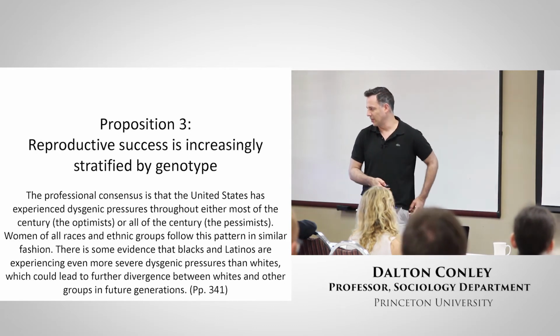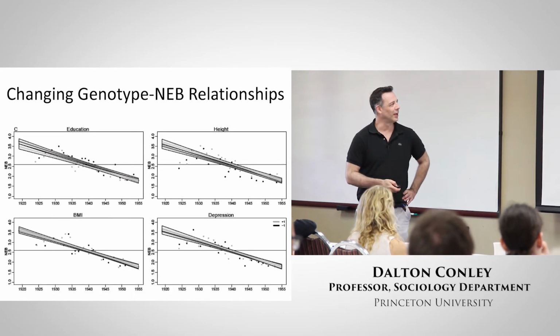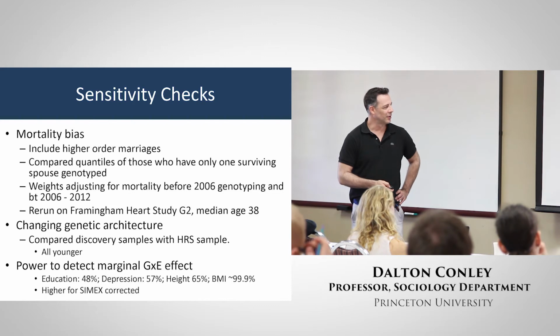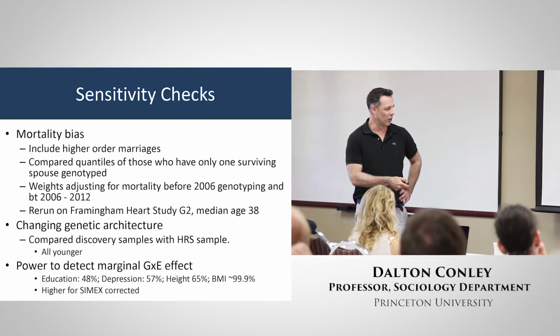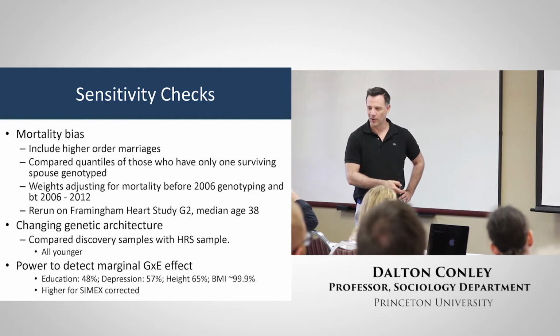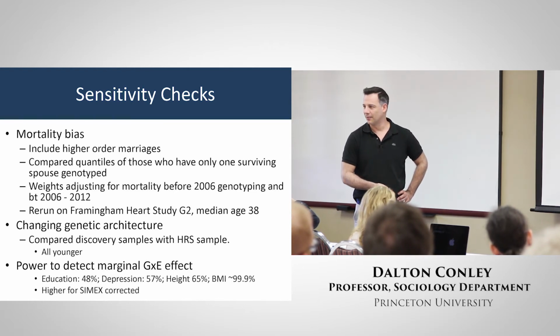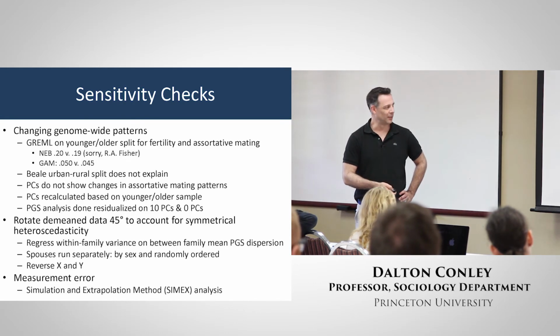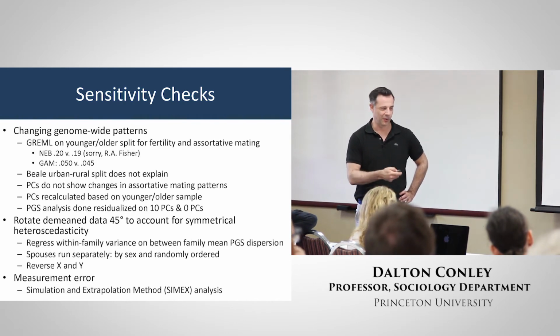Okay, I'm really out of time, right? So I'm going to skip all of this. But fertility, sensitivity, we're really well powered for height and BMI. We're not as powered for depression and education, but we're not terrible. I won't go through all of this.